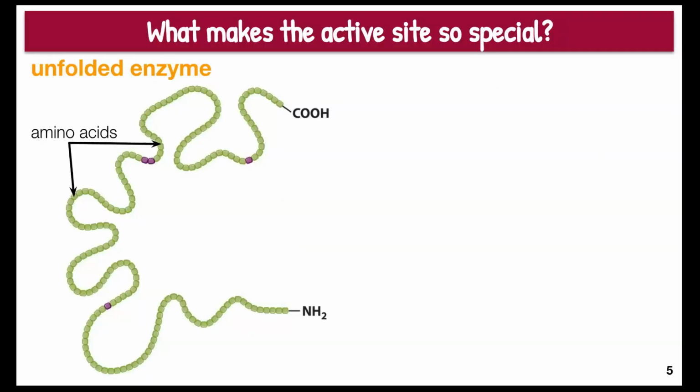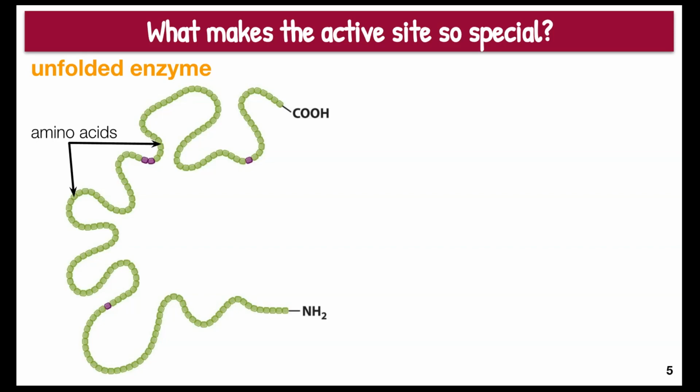But what makes the active site so special? If we look at the polypeptide chain that's on the slide, this is an unfolded enzyme. It's a series of amino acids that have been peptide bonded together to form a chain. The squares in purple represent the amino acids that will eventually come together to form the active site of a folded enzyme.